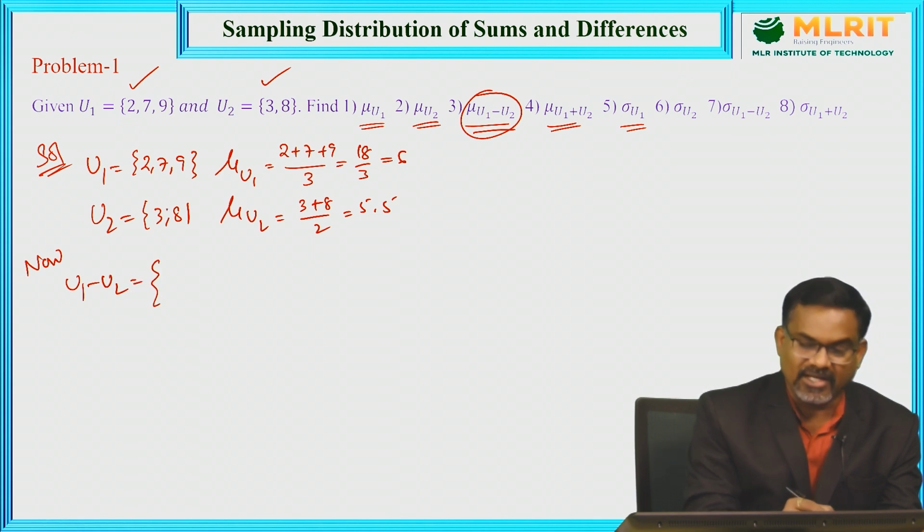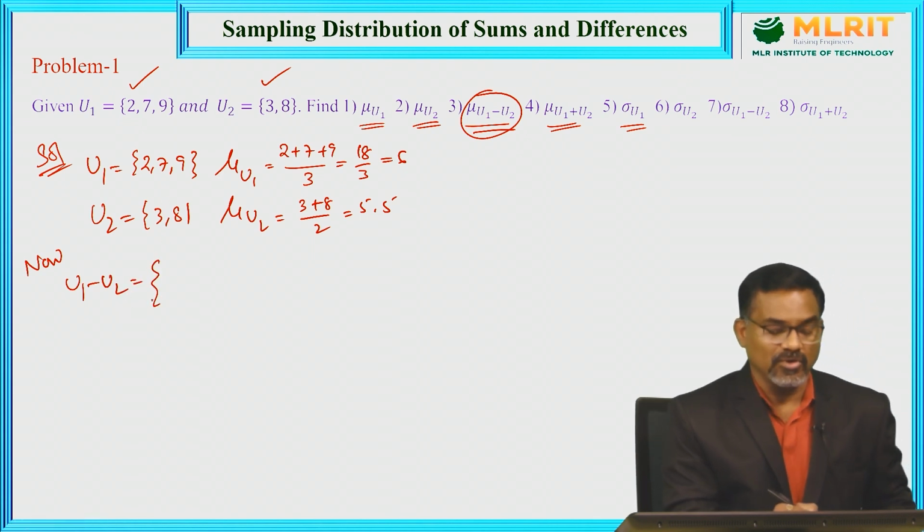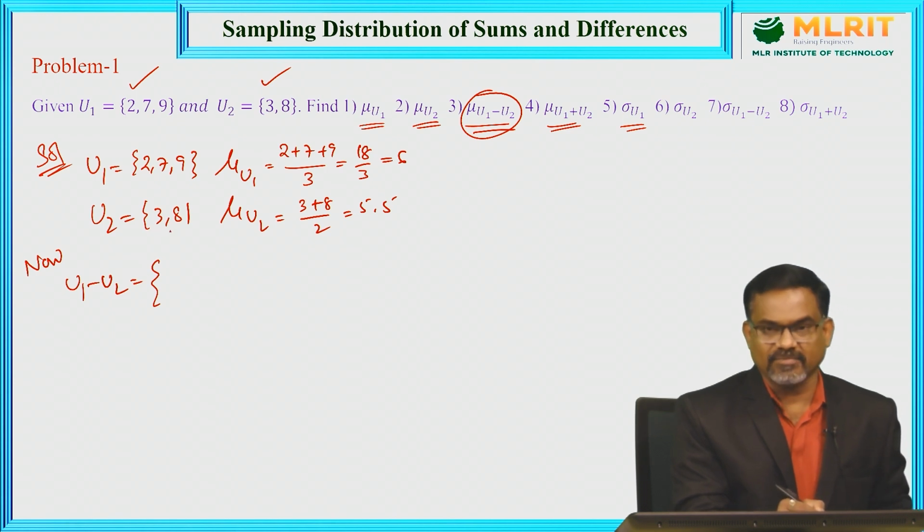So 2 minus 3. So how can we find this U1 minus U2? Just by subtracting the elements of the second set from the first set.